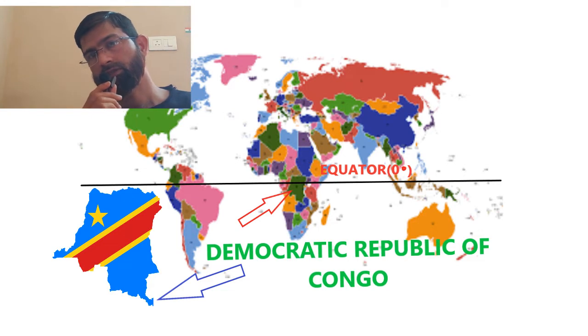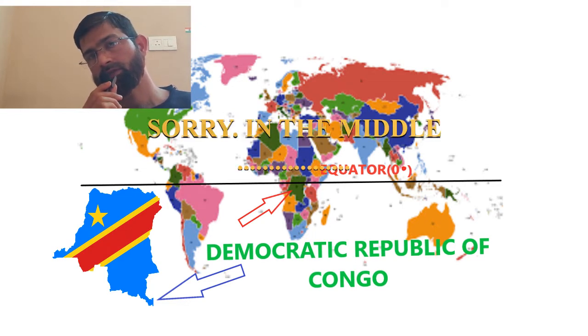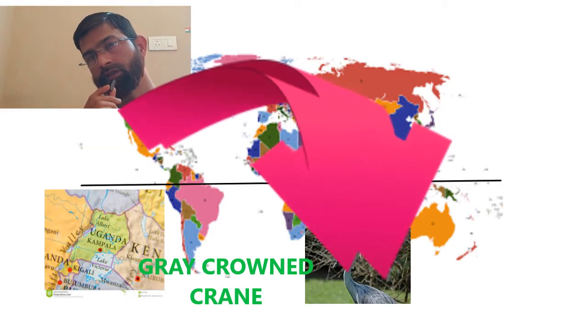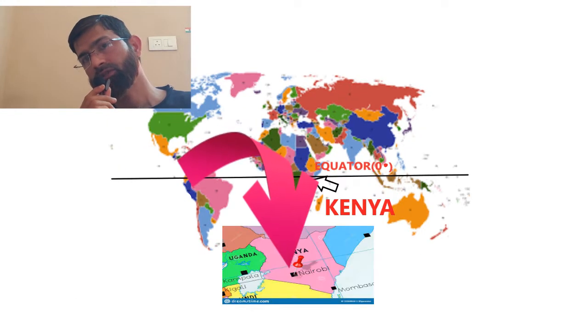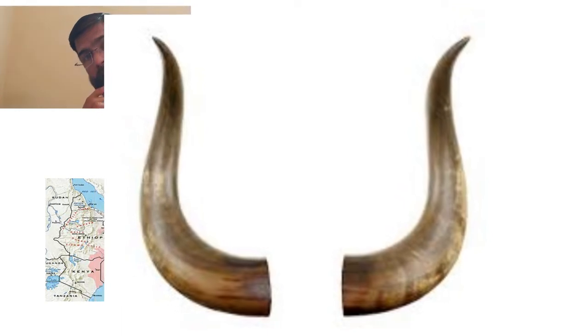Next, on its west side, you will find two nations, one is Congo, the next one is Gabon, and to the north of this, Equatorial Guinea. We got it. Next, on the east side of this, you will find Uganda. Next one, Kenya, and the third one, Horn of Africa, Somalia.